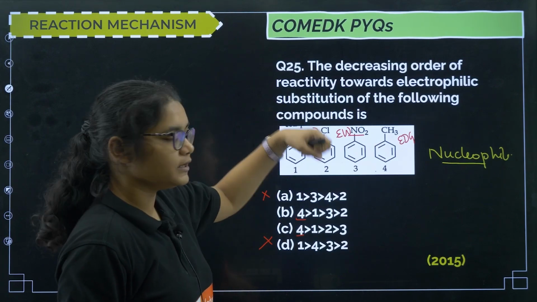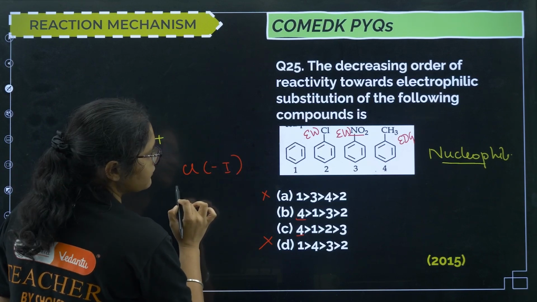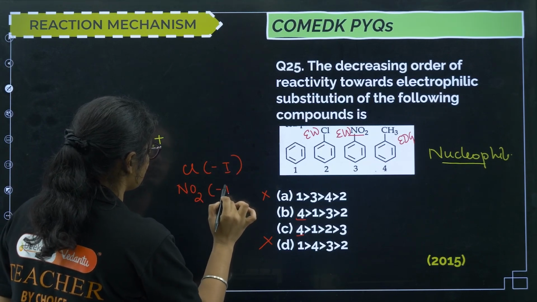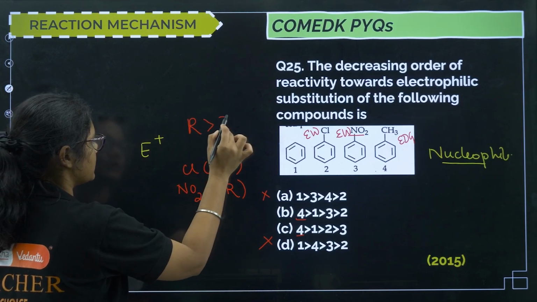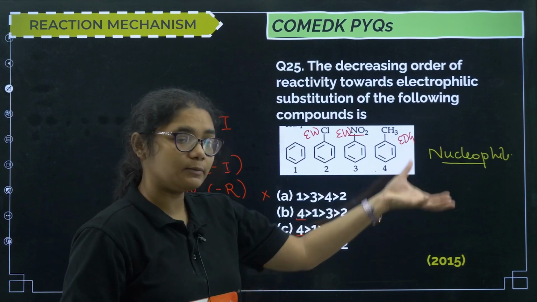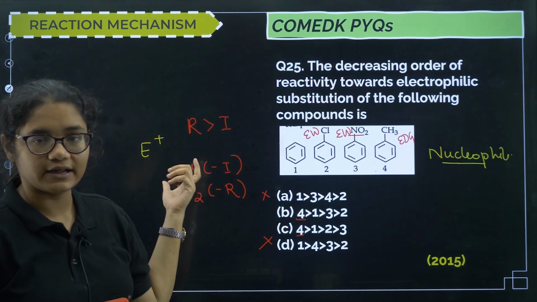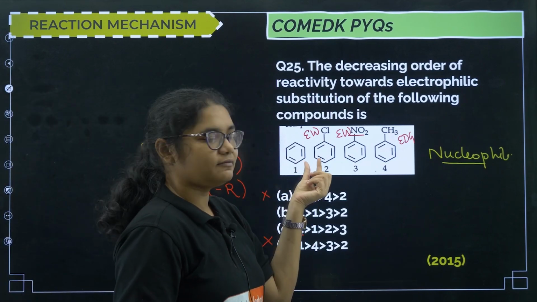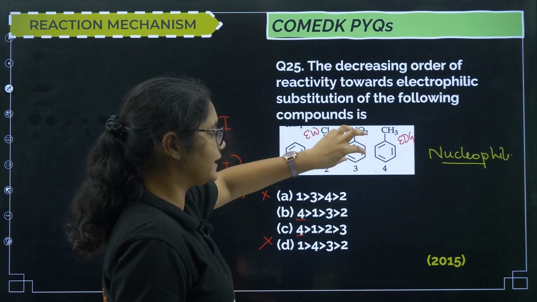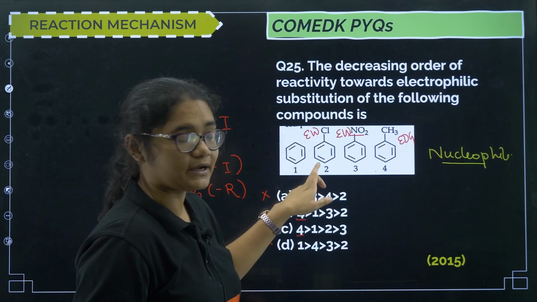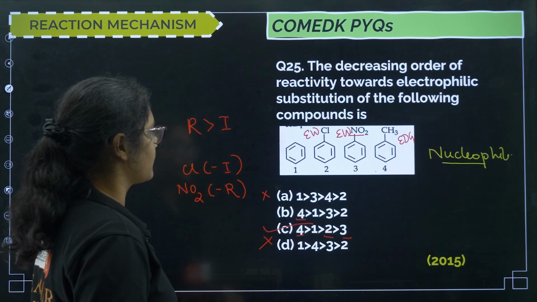Now these 2 are pulling the electrons, okay? So chlorine pulls the electron by the minus I effect, and NO2 pulls the electron with the minus R effect, right? And we know that R is much stronger than I. That means NO2 will pull more, here it is more minus, so it will be very much less reactive towards the electrophile, okay? Here it will be comparatively less. So here there will be less electron density, and here there will be comparatively more electron density. So we will get first 2, then 3, so option number C, okay?